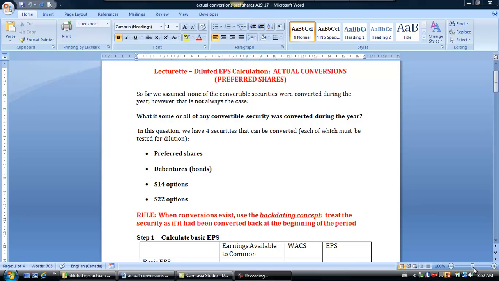Now again, as I said, we've assumed so far that none of the convertible securities were actually converted during the year, but that's not always the case. In our particular question, we have four types of securities. We have preferred shares that are convertible, convertible debentures. Debentures are a type of bond. And then we have options of two types, where the exercise price is $14 a share and where the exercise price is $22 a share.